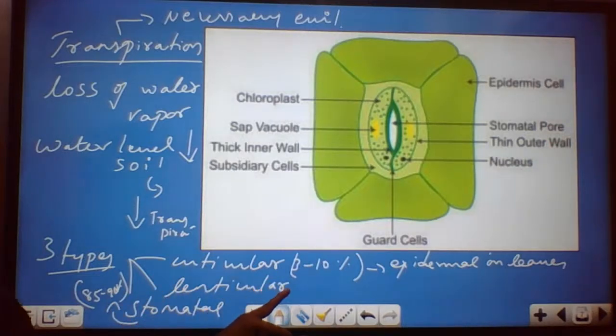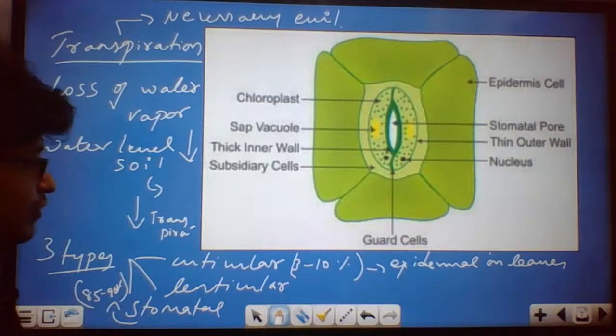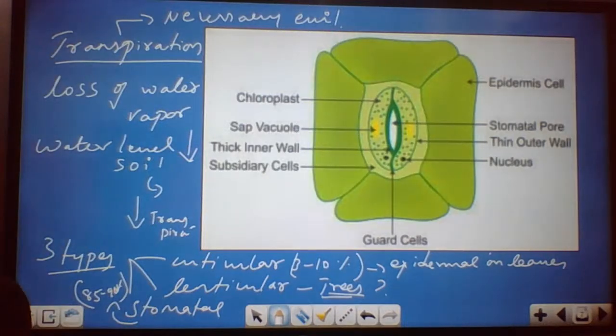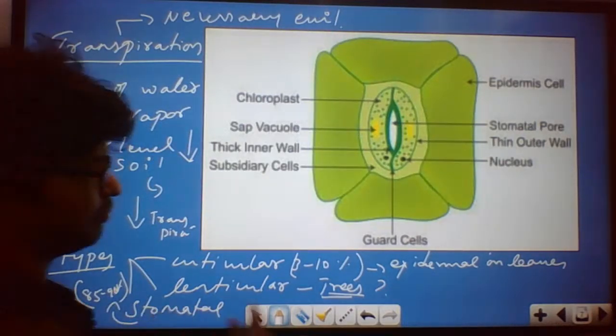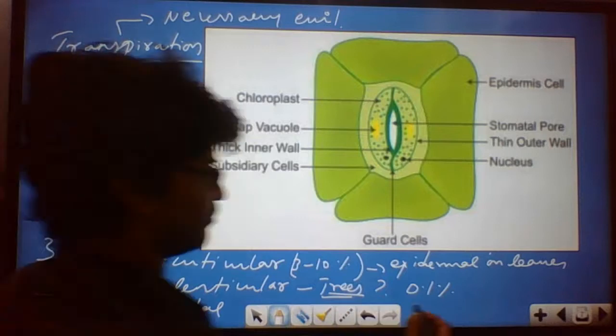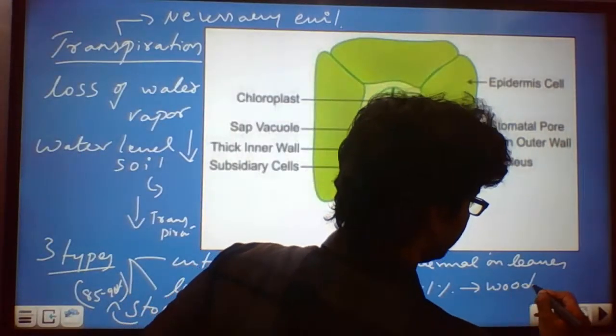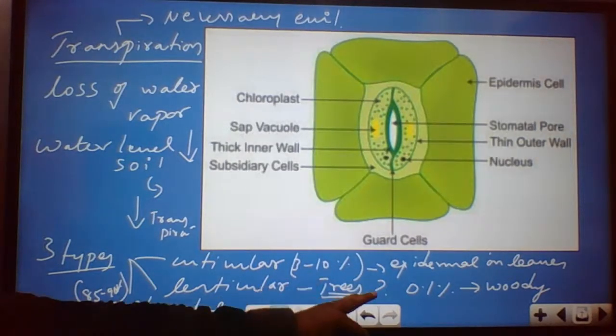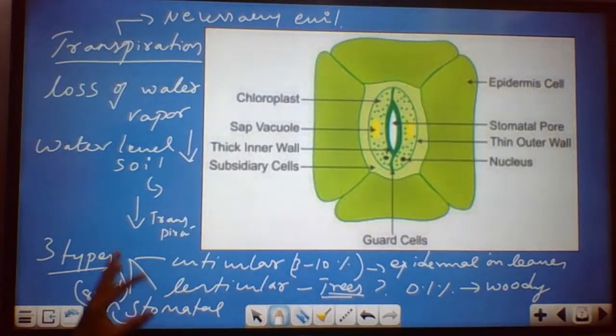Coming to lenticular transpiration, where you could see the lenticels. Can someone tell me which part of the plant, the grown trees, where you could see the lenticels? The lenticels are also responsible for performing transpiration, but it is comparatively very less. You can take 0.1 percent. Usually it occurs in woody trees, old trees. Very little transpiration takes place here, but the majority takes place in stomatal transpiration.